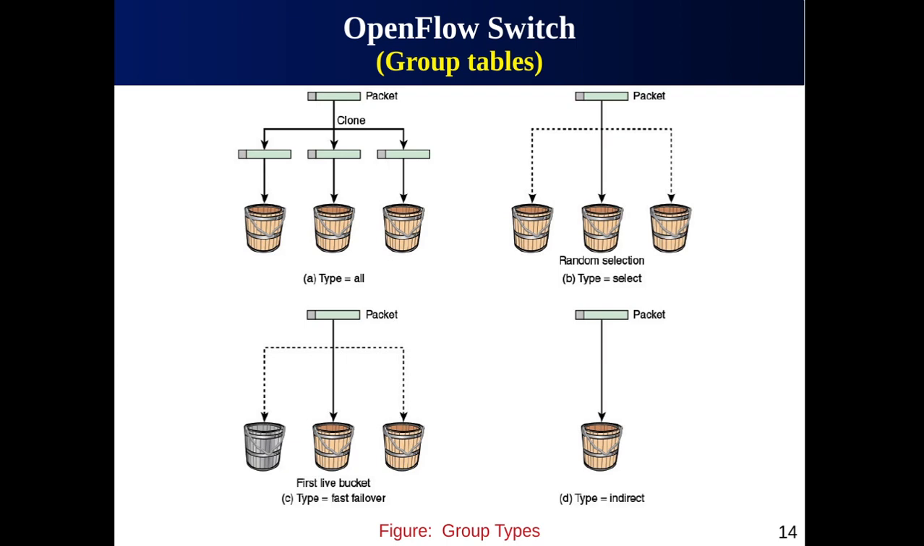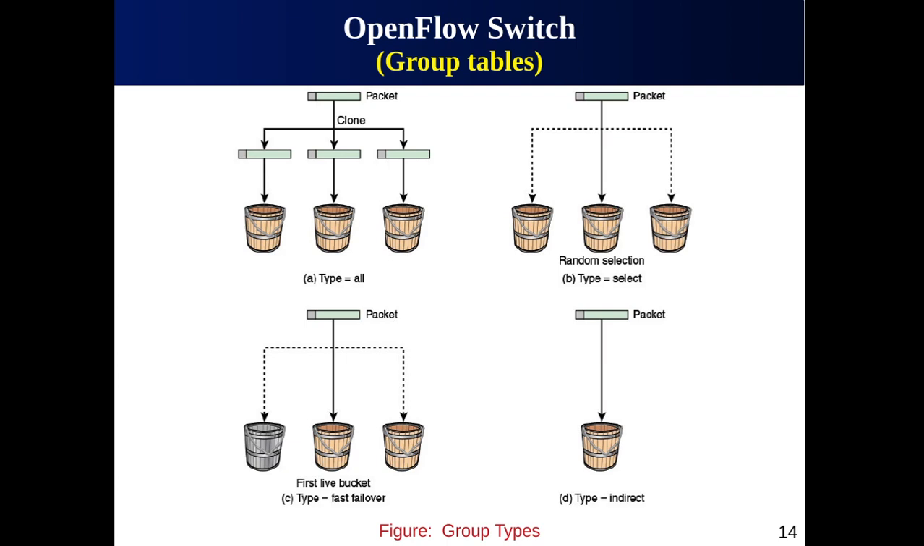Now, each group table will consist of a number of rows. As we just saw in the case of the flow tables, we have a number of rows, and the rows, as I just mentioned, are called entries, but in this case we will refer to them as group entries, not simply entries.